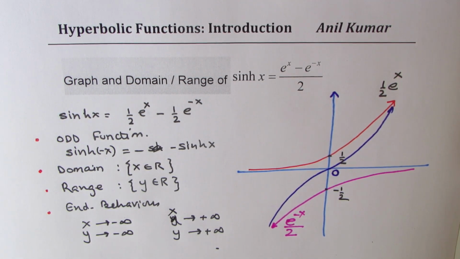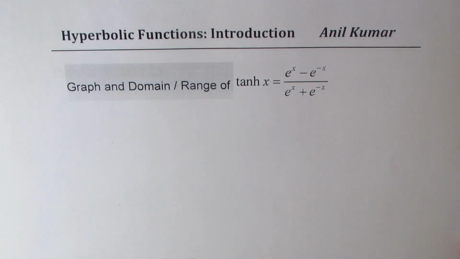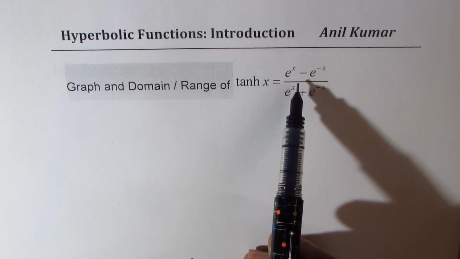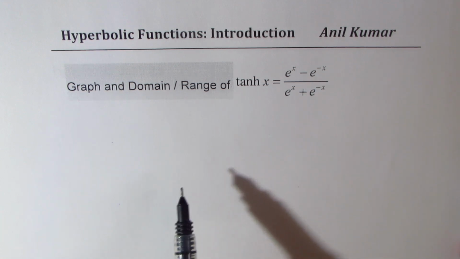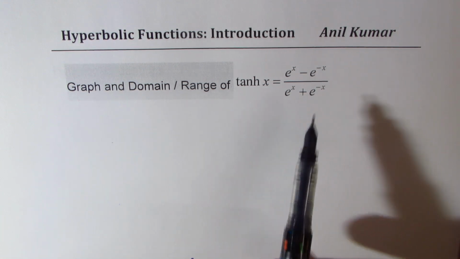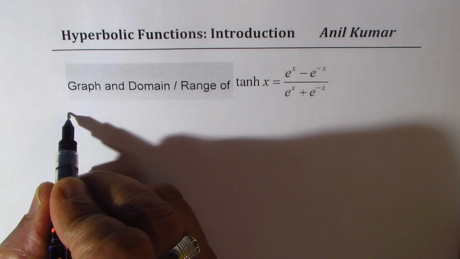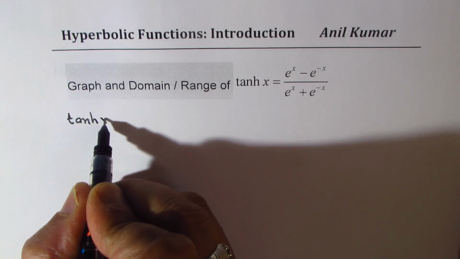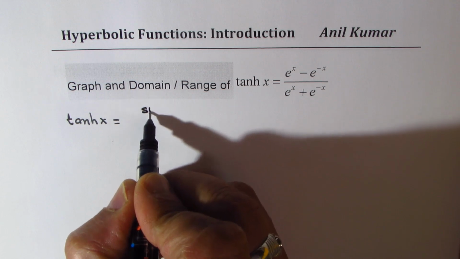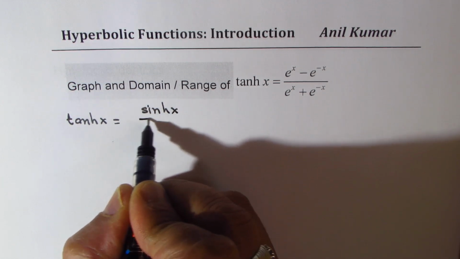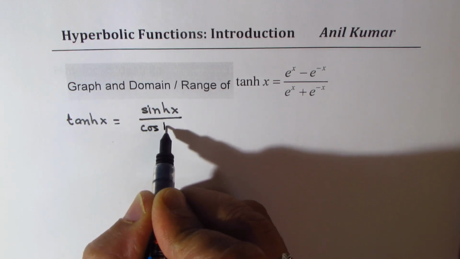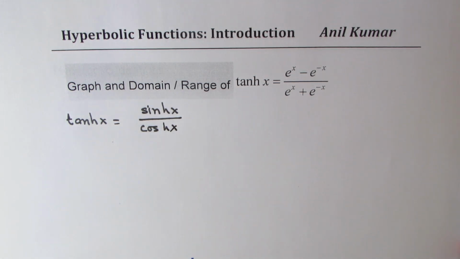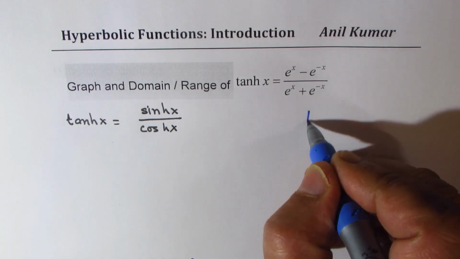Now let's continue with tan hyperbolic x. Let's look into graph and domain range of tan hyperbolic x. It is given as e to the power of x minus e to the power of minus x divided by e to the power of x plus e to the power of minus x. We can always write tan hyperbolic x as equal to the ratio of sine hyperbolic x over cosine hyperbolic x, correct? Now, the graph of this function will look like something like this.